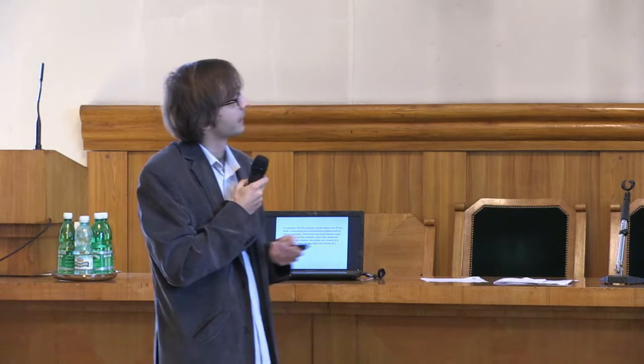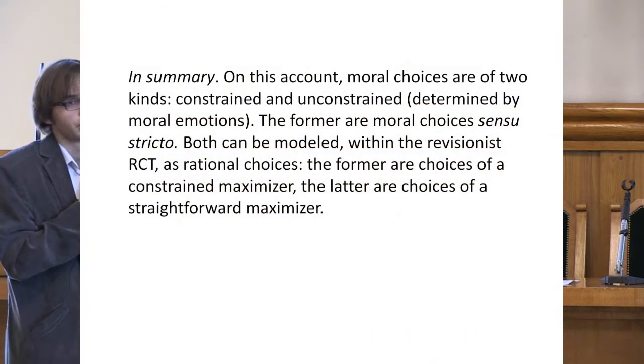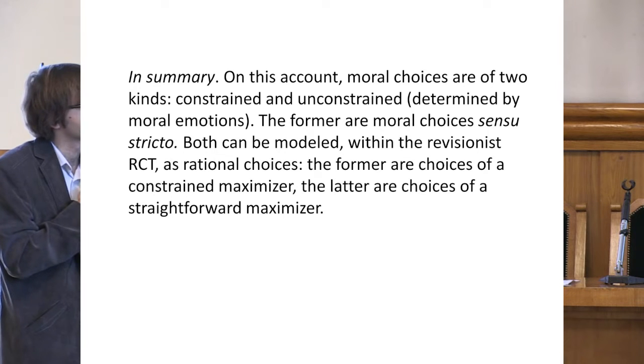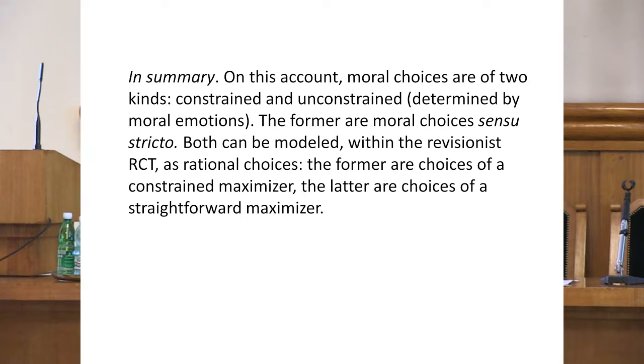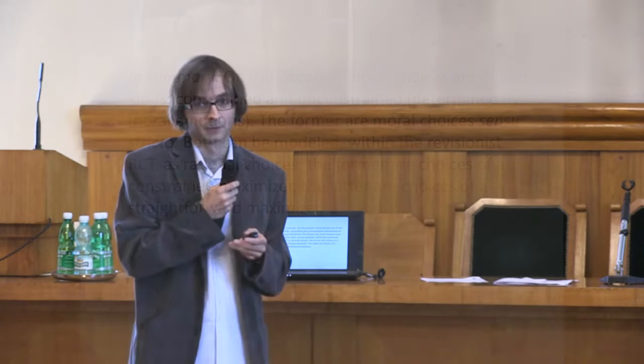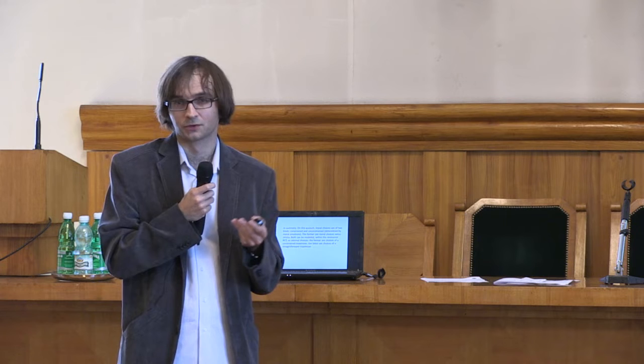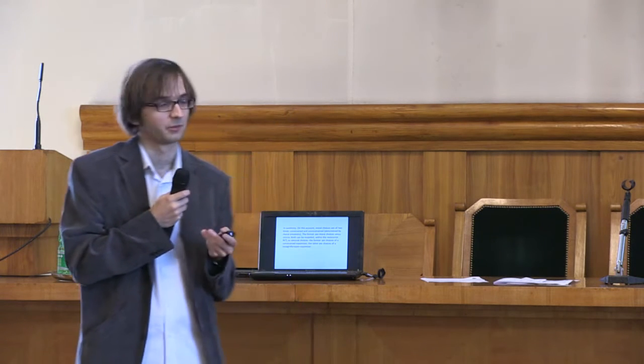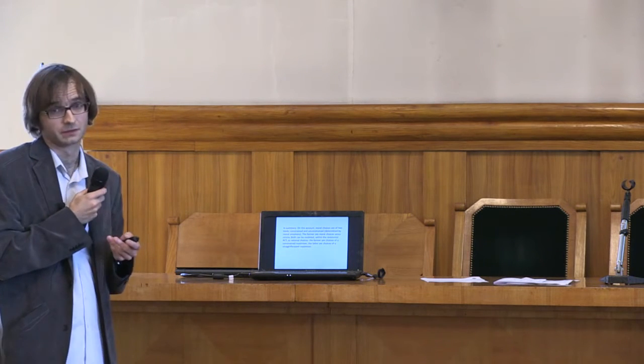In summary, on this revisionist account, moral choices are of two kinds, constrained and unconstrained, determined by moral emotions. The former are moral choices sensu stricto, those counter-preferential and rule-guided choices, and both can be modeled within the revisionist rational choice theory as rational choices. The former are choices of a constrained maximizer, the latter the choices of a straightforward maximizer. So again, it might seem that perhaps this revisionist rational choice theory is a sufficiently general theory to model not only trivial non-moral choices, but also all types of moral choices. But again, it would be, I think, too hasty a conclusion.